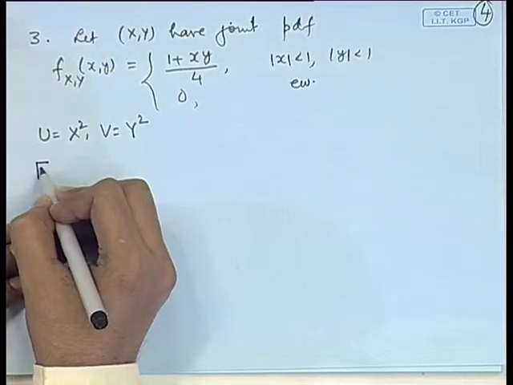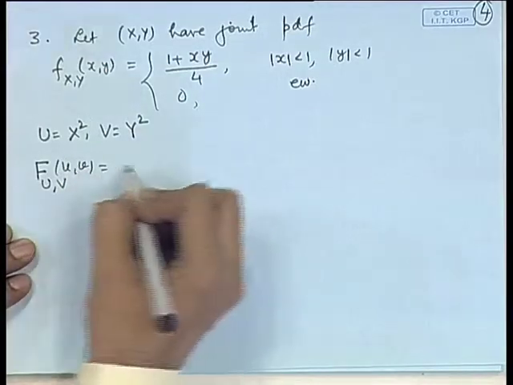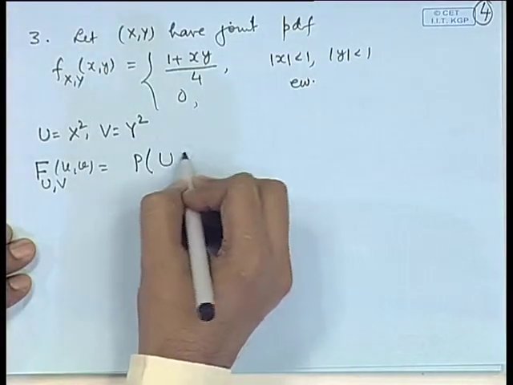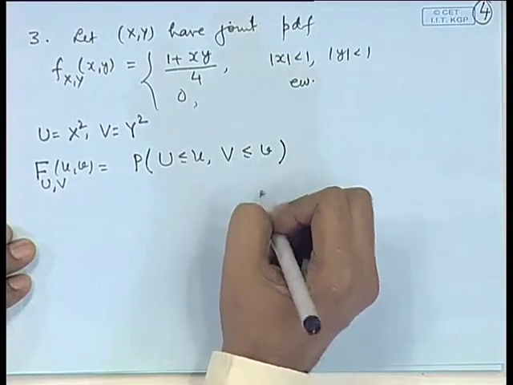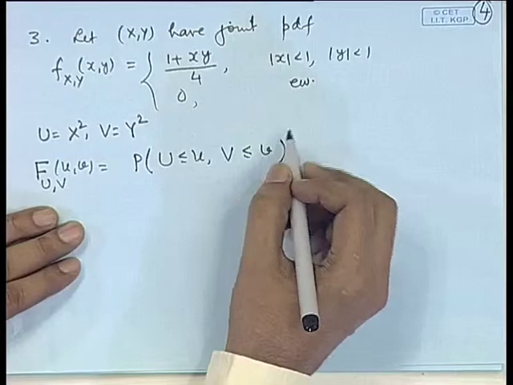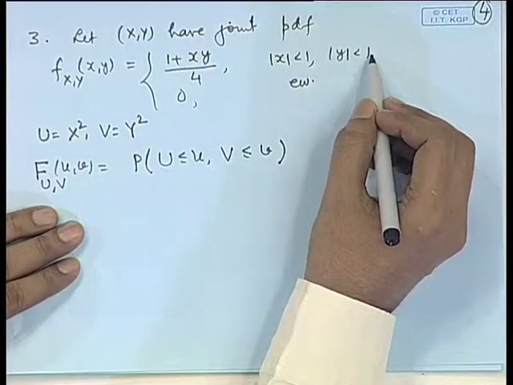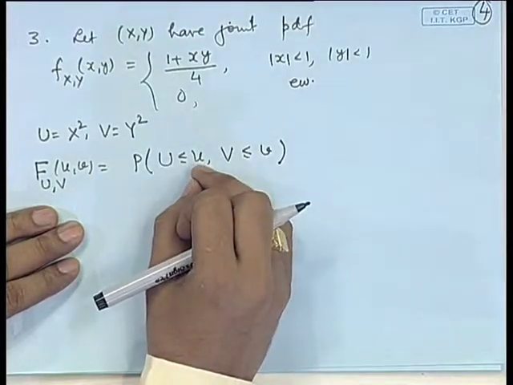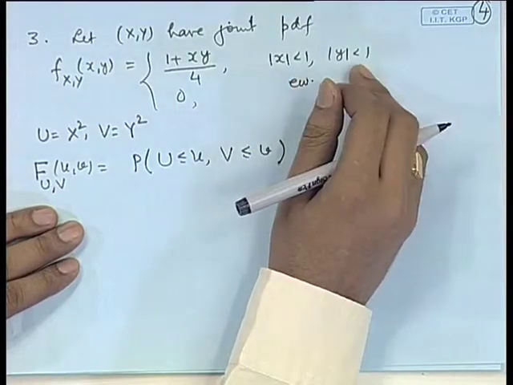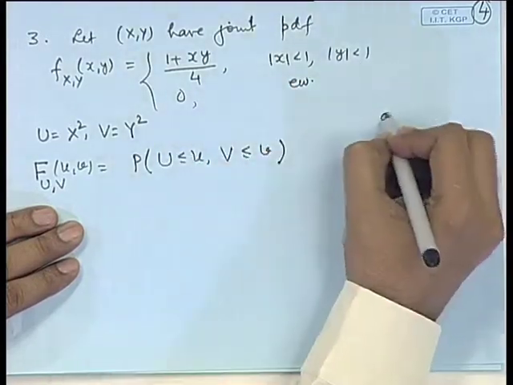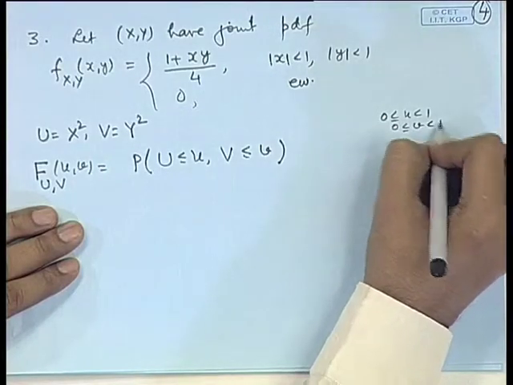Let us consider, say, the CDF of u and v, that is the probability of u less than or equal to small u, v less than or equal to small v. Now, notice here that both x and y lie between minus 1 and 1. So, here the valid region for u and v will be between 0 and 1. So, we consider that 0 less than u less than 1 and 0 less than v less than 1.